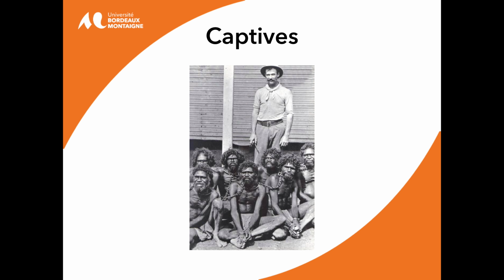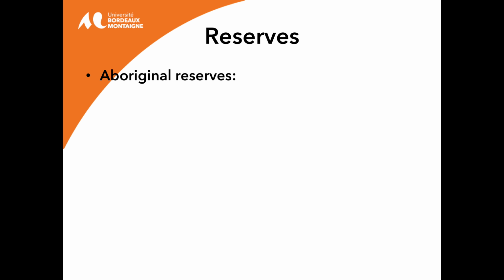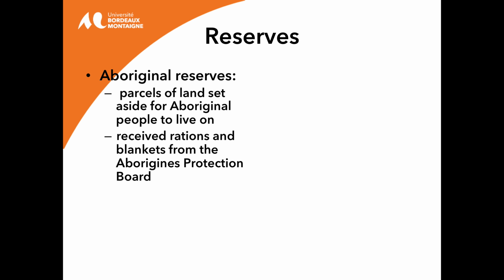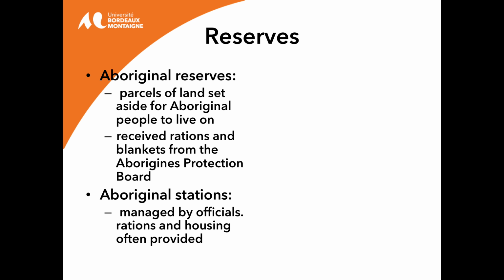Okay, so reserves were created to make sure that the Aborigines didn't disturb Europeans. So you had several types of reserves. The Aboriginal reserves were parcels of land set aside for Aboriginal people to live on, who received rations and blankets from the Aborigines Protection Board. You also had Aboriginal stations, which were managed by officials, with rations and housing provided there. No housing on Aboriginal reserves.